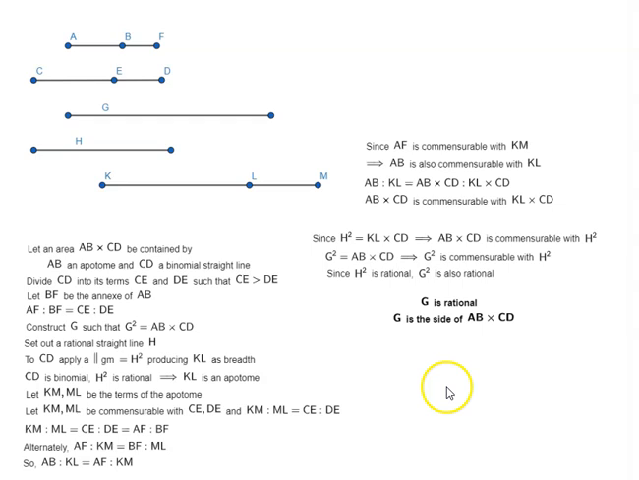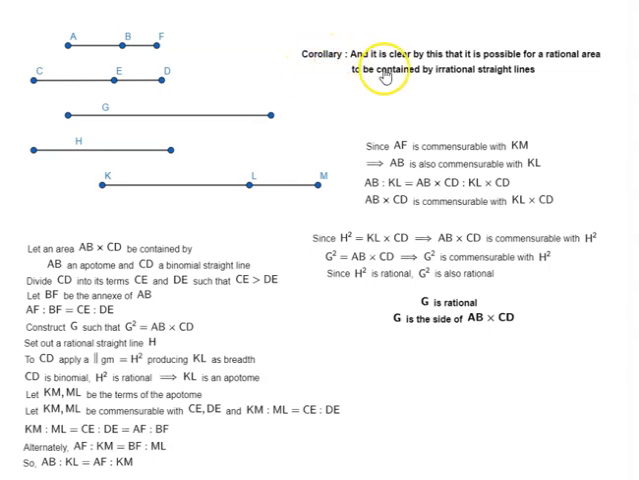Just now what we have proved is that if a rectangle is contained by an apotome and a binomial straight line, and remember, apotome and a binomial straight line are both irrationals, the area contained by them is a rational area. So the corollary says that it is clear by this that it is possible for a rational area to be contained by irrational straight lines. So that is proposition number 114 of book 10 of Euclid's Elements.